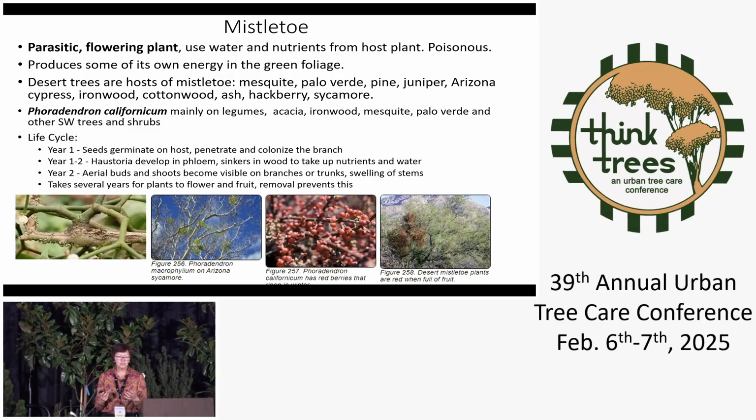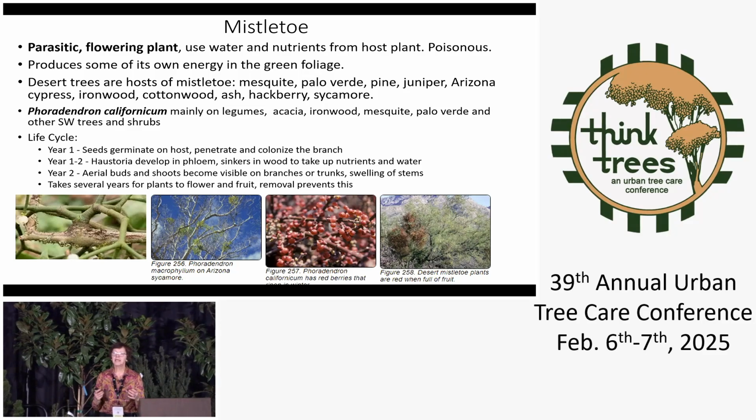Essentially, the life cycle is that the seeds germinate on the host, and the seeds are distributed through birds. Mistletoe is an important food plant for birds. When they sit and get rid of the remnants, if a seed sticks to a branch, it will germinate and penetrate with roots called haustoria. They penetrate the branch and stay in there. Over the next couple of years, they will produce more aerial parts, and at some point you can see the aerial parts.